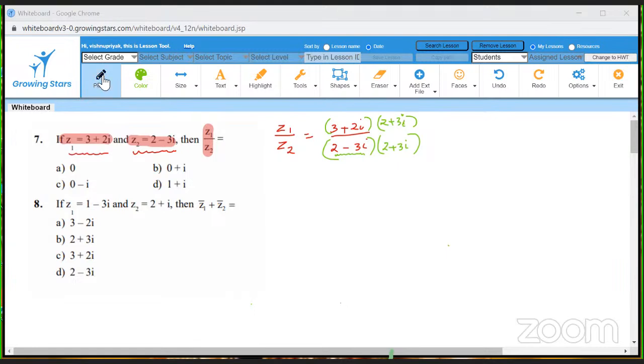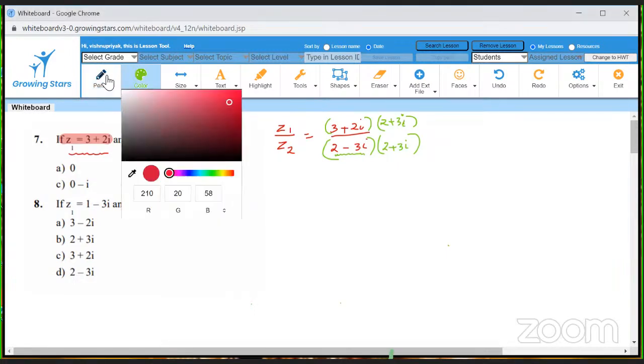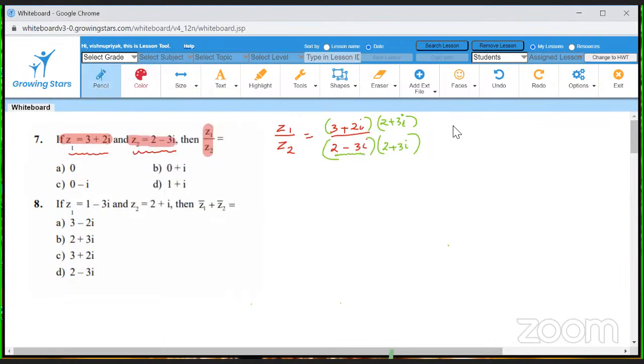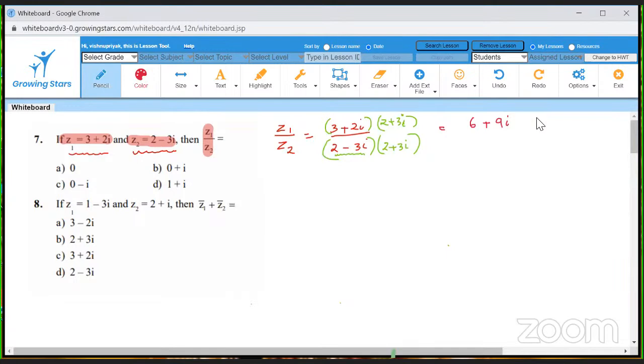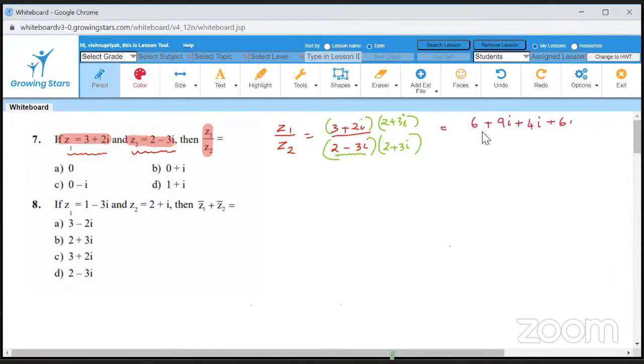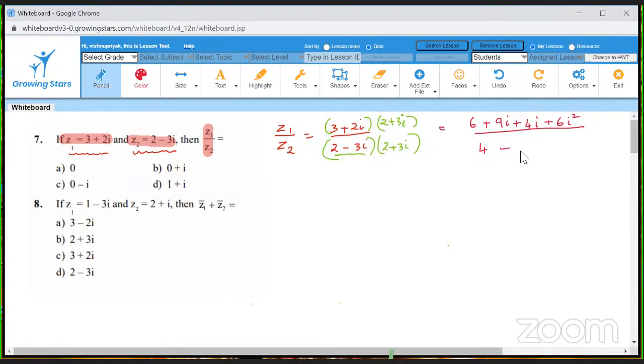When you multiply, what will you have in the numerator? 6 plus 9i plus 4i plus 6i square. Denominator, what you will have? 4 minus 9i square.